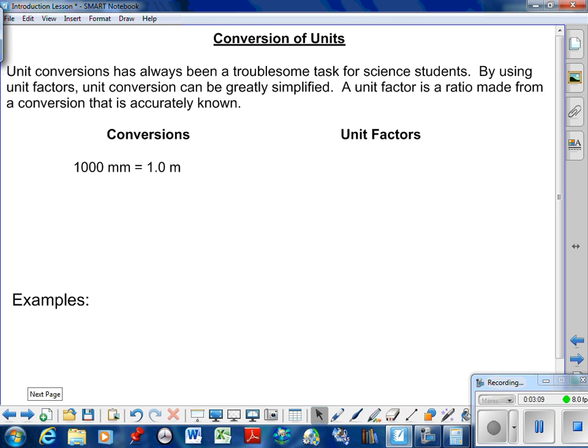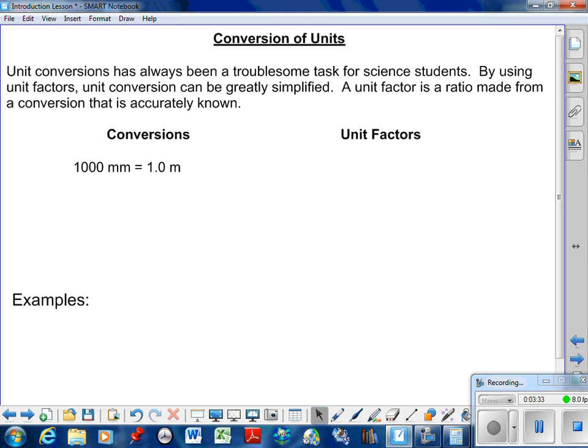Okay, conversions of units. I'm not a big concern here because I'm more focused on the actual physics. However, you do need to know how to convert some of the units. So they're always troublesome in science. You're either going to be using a unit factor, which I'll talk about, or a unit conversion. We can greatly simplify it. So unit factor is a ratio made from a conversion that's accurately known.